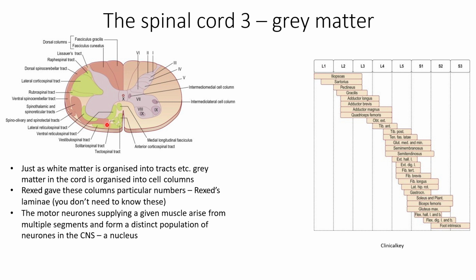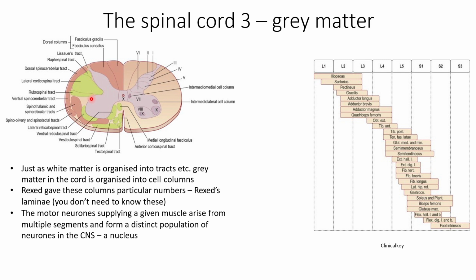Now, just as we were able to subdivide the white matter of the cord into distinct tracts and fasciculi, etc., we can subdivide the grey matter of the cord. But the grey matter of the cord isn't divided into pathways as such, it's divided into cell columns. Now, why am I talking about the idea of cell columns? Well, if you take any distinct area of grey matter in the cord, for example the ventral horn here of the spinal cord, you've got to remember that this is a three-dimensional structure.